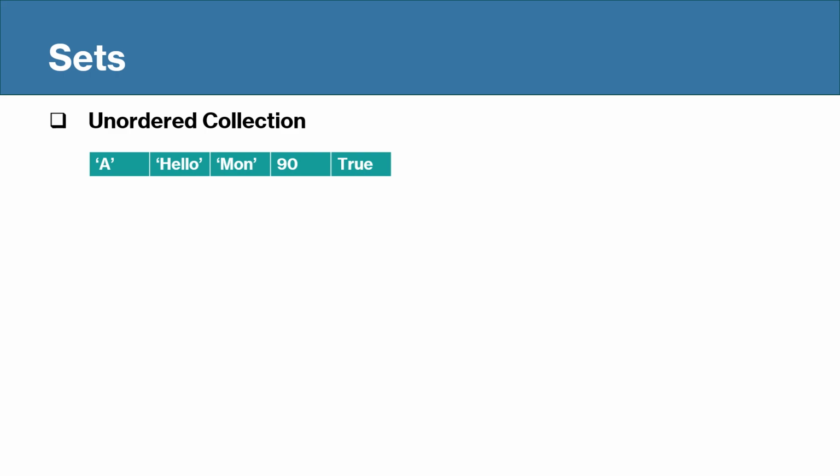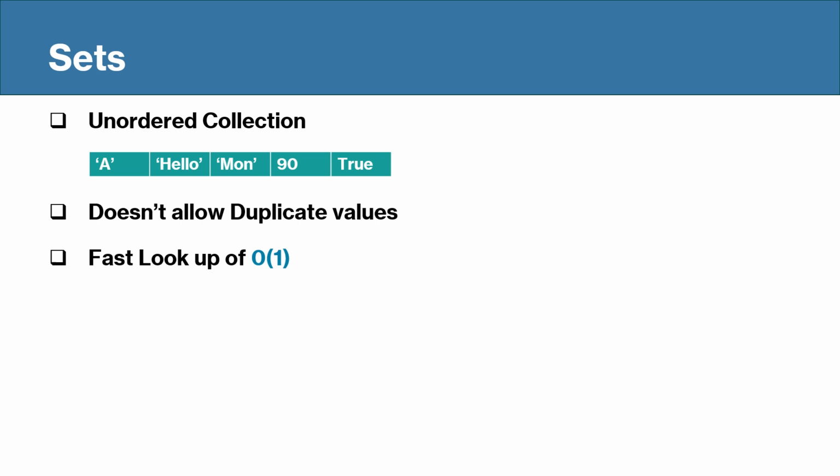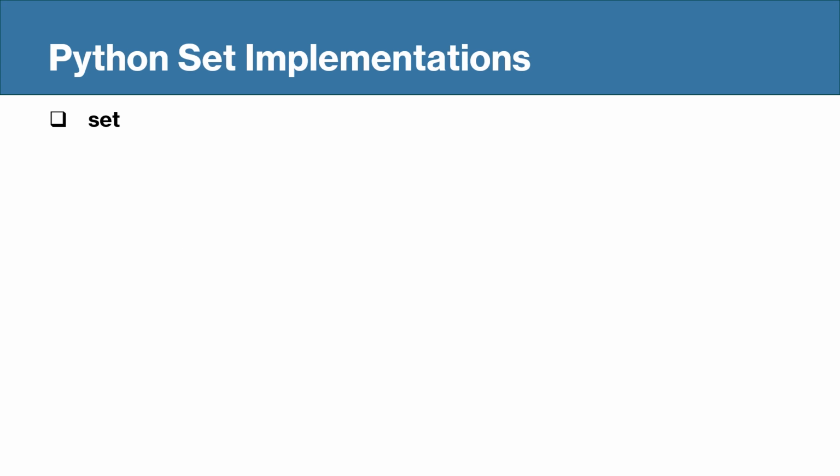Our next Python data structure is sets. A set is an unordered collection. Sets do not allow duplicate values. Sets allow fast lookup times of O(1), but they're slow when it comes to inserts. The Python set implementations will cover our set and the Counter object from the collections module.